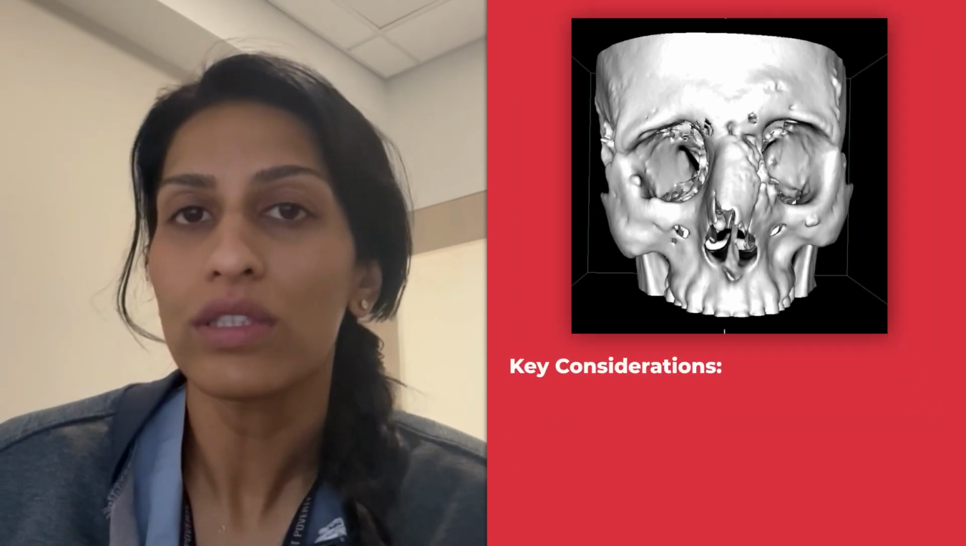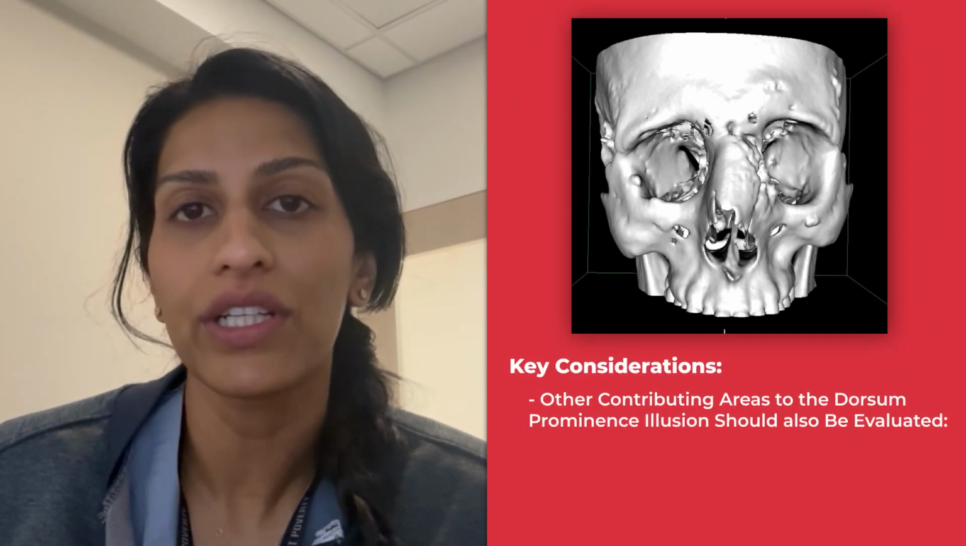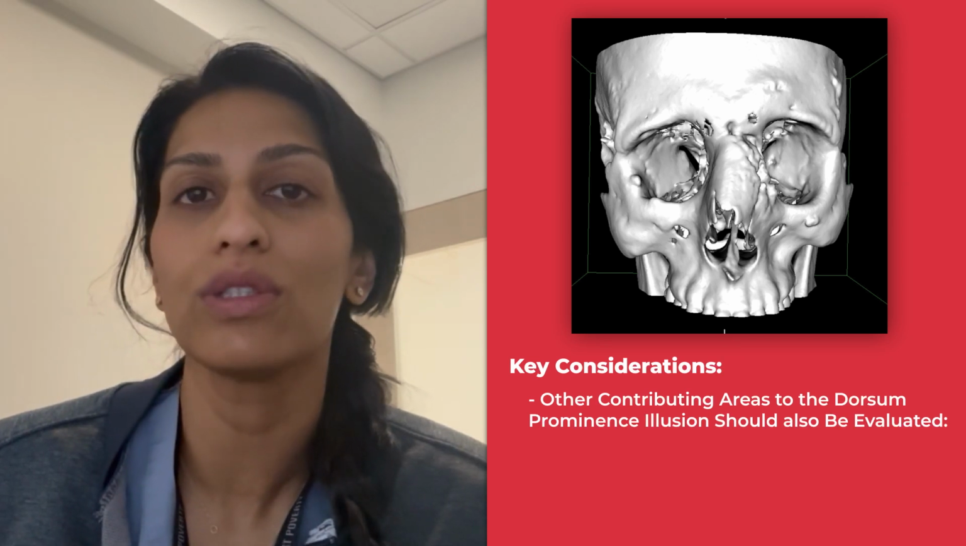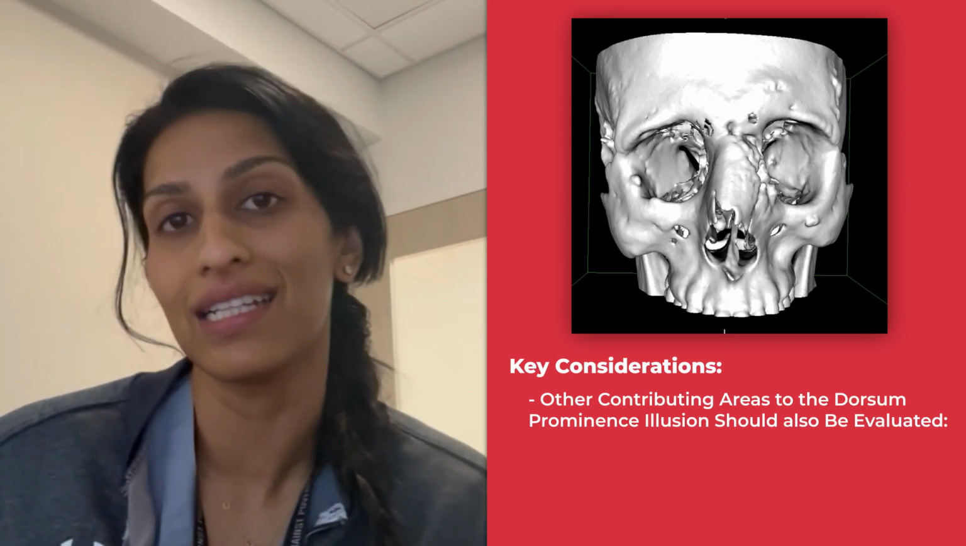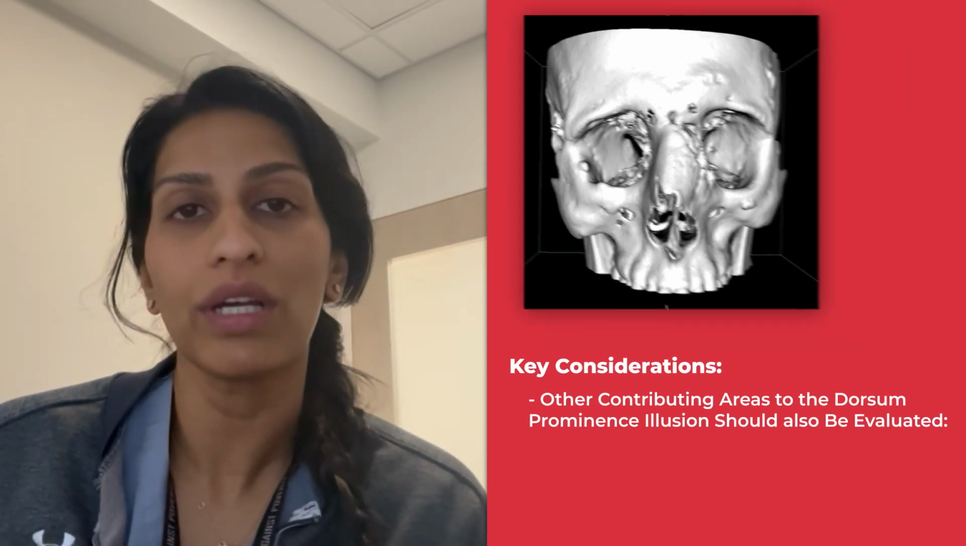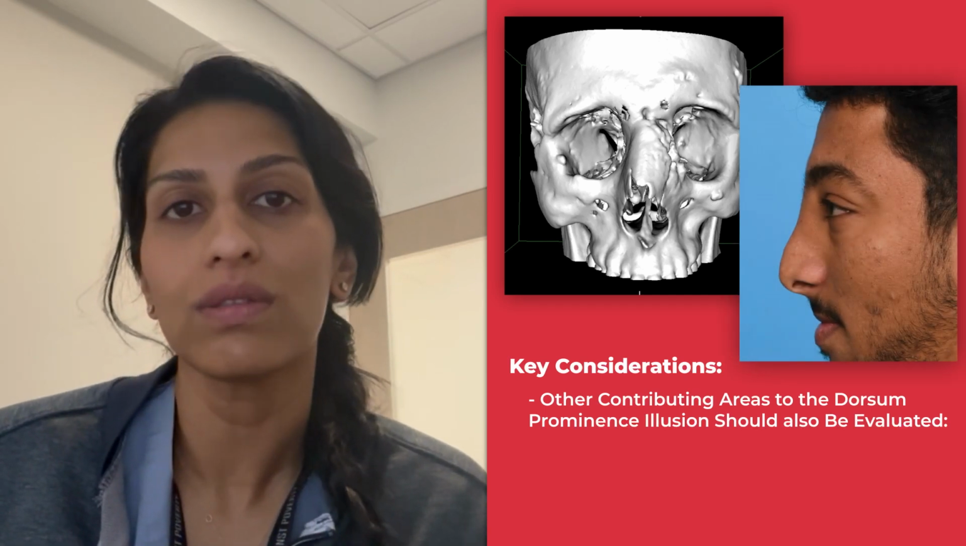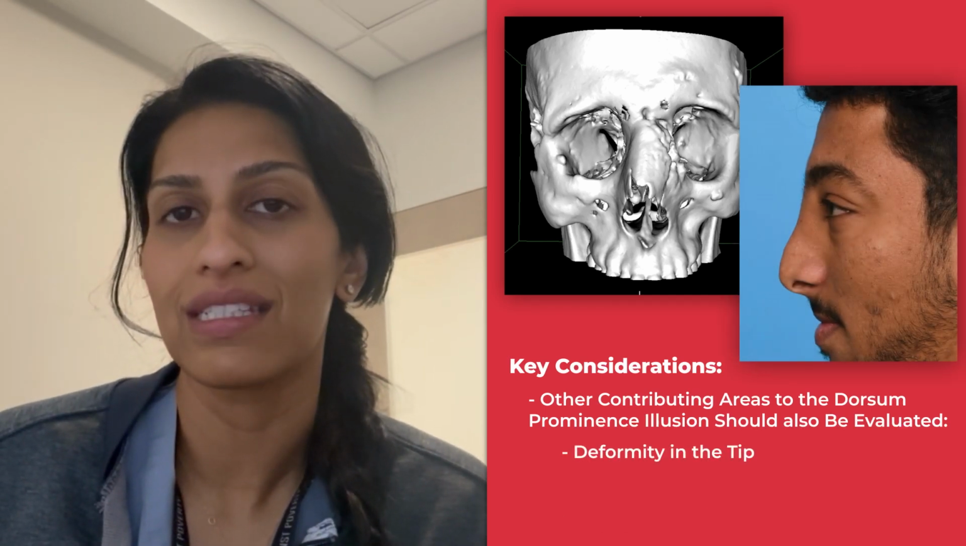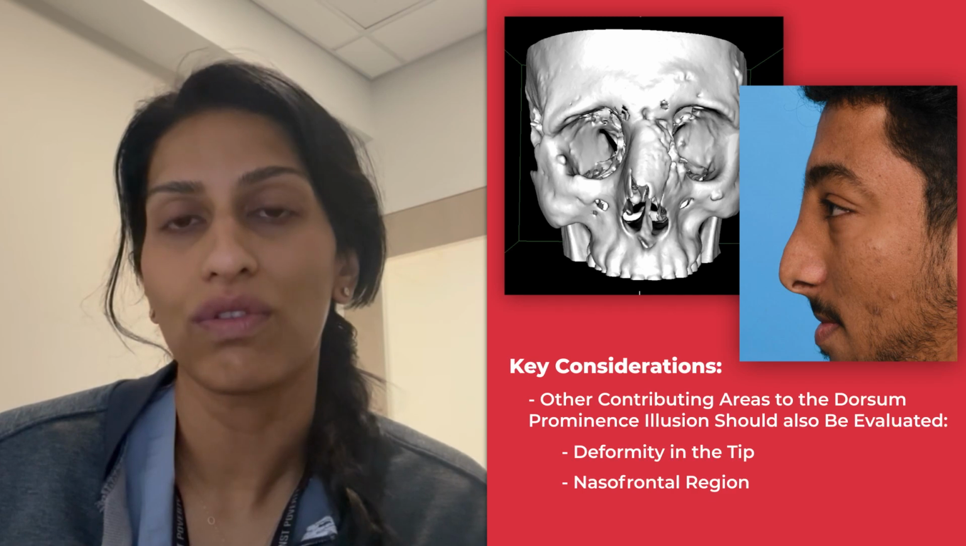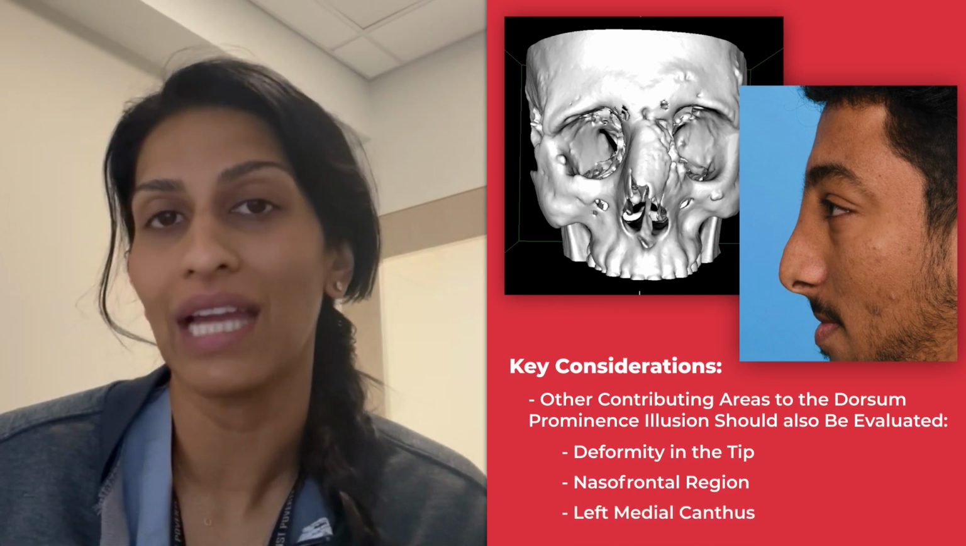In addition to addressing the dorsum and middle vault, however, it's also important to think about other areas that are contributing to the illusion that the dorsum is actually more prominent than it is. What I mean by that is when you look at this patient's photos, you can also see the degree of deformity present in the tip, as well as in the nasofrontal region, as well as over the left medial canthus.